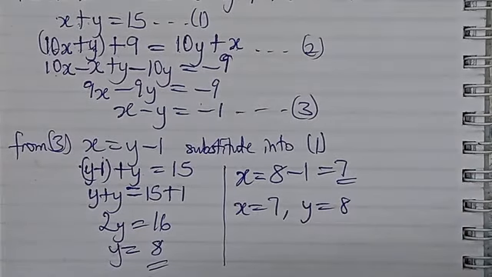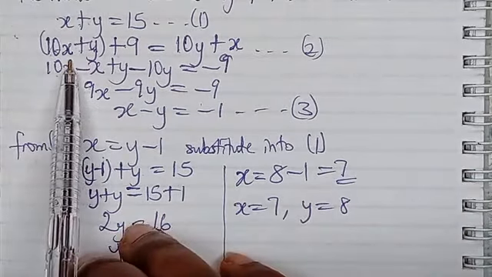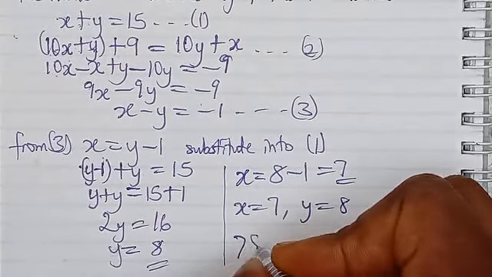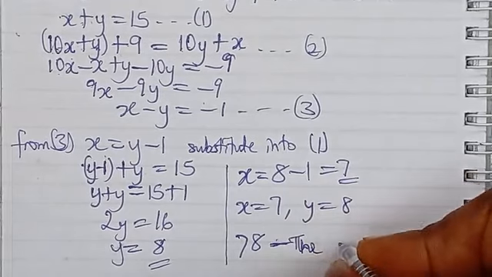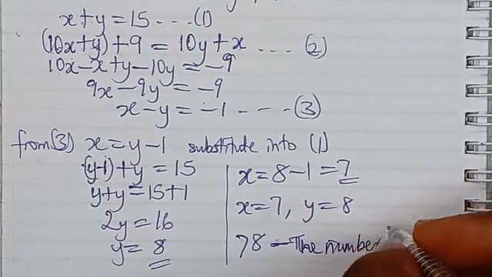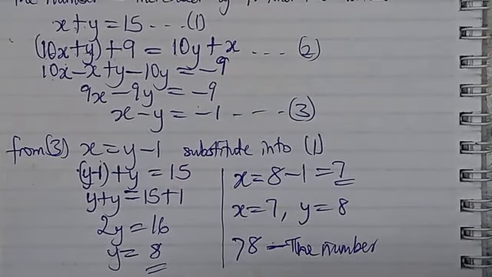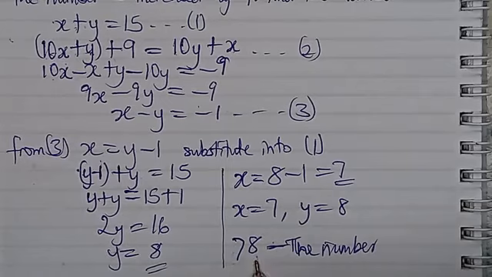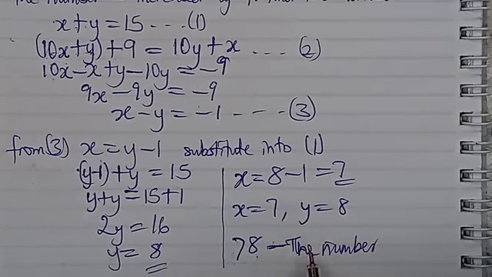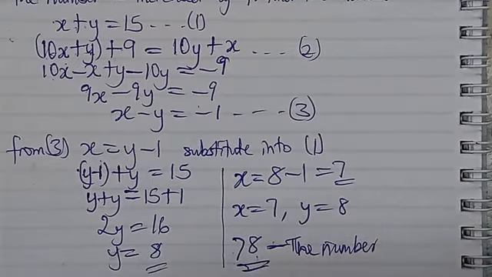Now remember that x is on the tens side, from here. That means the number is 78. Now we are going to test what the question says. The question says that when we add the two digits, it's equal to 15. 7 plus 8 is actually 15. So, passed. Now the second part says if we interchange the number, so instead of being 78, the number becomes 87, it means the original number was increased by 9. Now 87 minus 78 is actually 9. Therefore, this is the correct value.